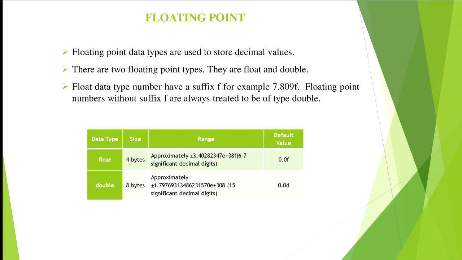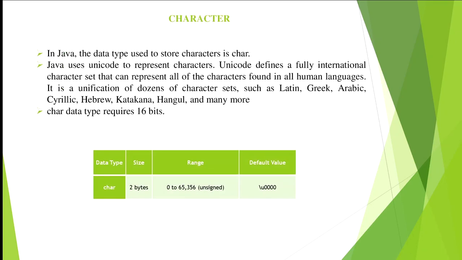For float, it takes 4 bytes, and for double, it is exactly double of the float, that is 8 bytes. And the range is also given. The default value for both are 0.0f and 0.0d respectively. The next data type is character.